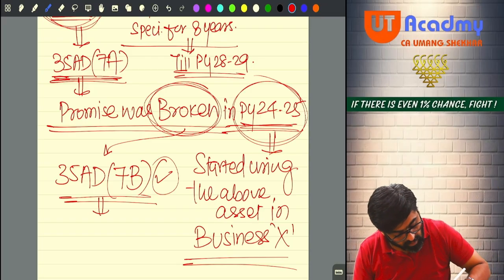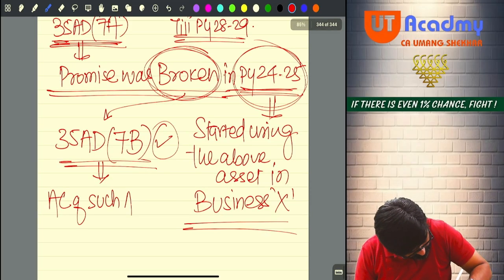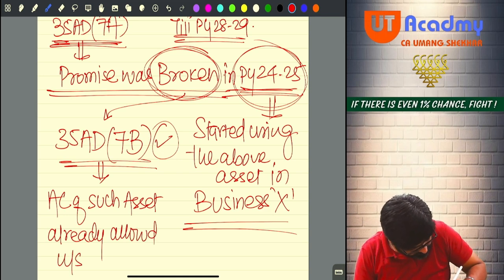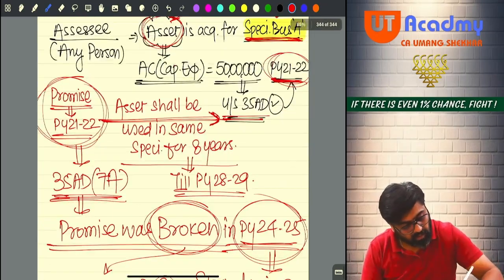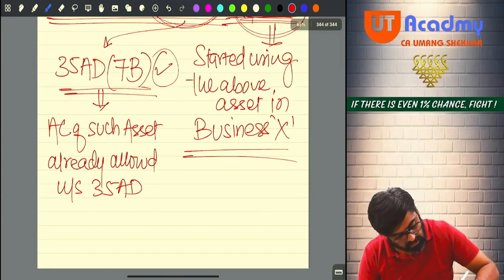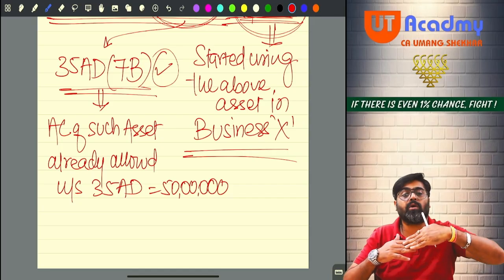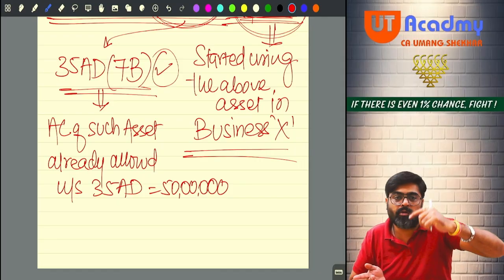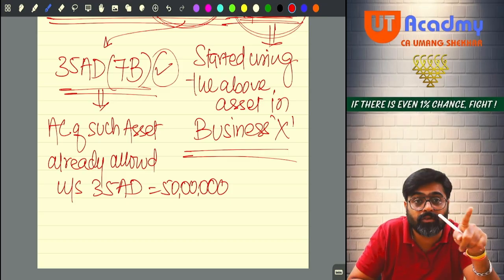Do one thing. Whatever actual cost of such asset was already allowed under section 35AD, how much was that? 50 lakhs, no? Now that entire amount will be reversed. The amount which we allowed from your specified business A will now be treated as your income of specified business A, because you have broken the promise. We will consider this amount as your deemed PGBP income.